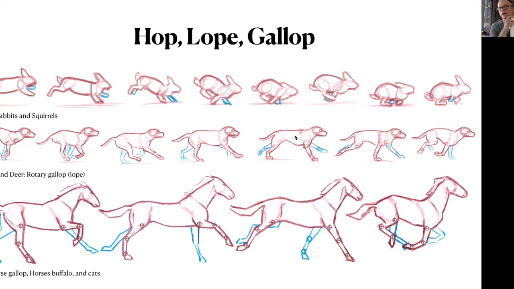There we go. All right. So we're going to actually start with a transverse gallop, right? And in a transverse gallop, so this is the horses, the buffalo, the cats, let's say here's your horse. And if it's standing there, here are the four legs. What we're going to do in a transverse gallop is go from a footfall here to down here, and then it's going to go up across here to the next corner, and then down here.